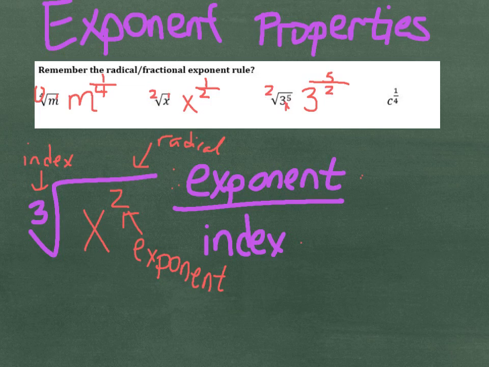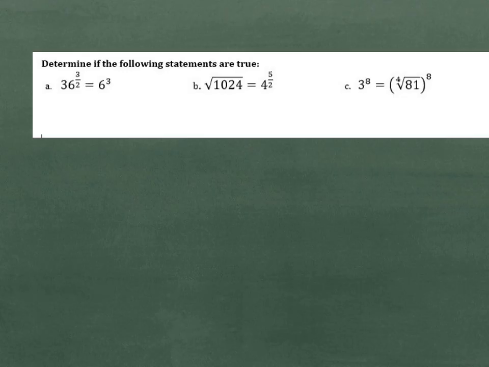But also remember that we can go the other way. If I have a fraction exponent, I can change that back into a radical. So if I draw my symbol, my c is the base, so that's going to go on the inside. The top number is going to be the exponent. So this 1 is going to be the exponent that goes with the c. And the 4 is going to be the index, so that is going to go in front of the radical, just like that.